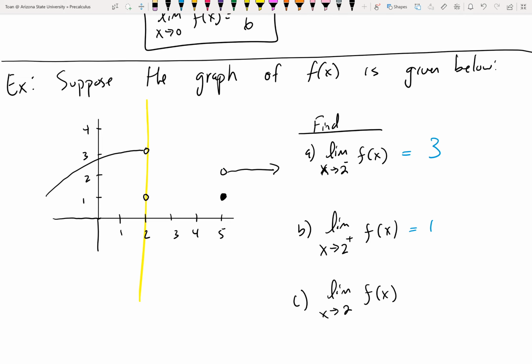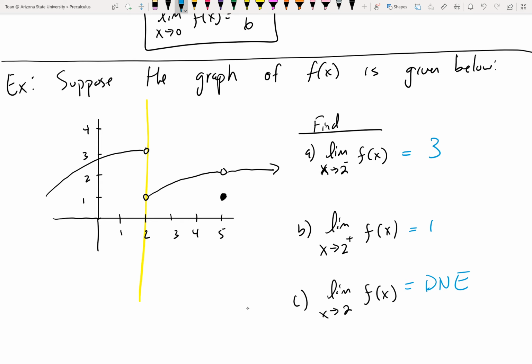Question C, what is the overall limit? Well, remember the general idea is that the overall limit only exists if the left and right-sided limits exist. Since these are two different numbers, it simply does not exist. Right.